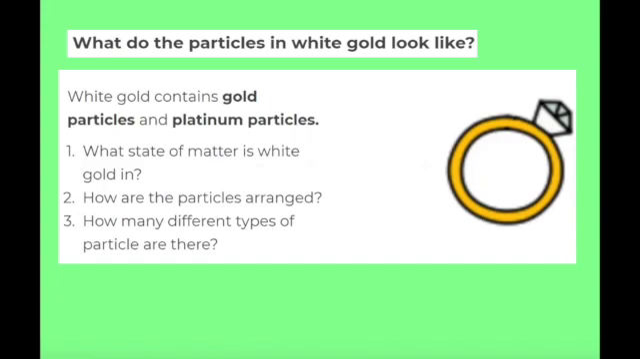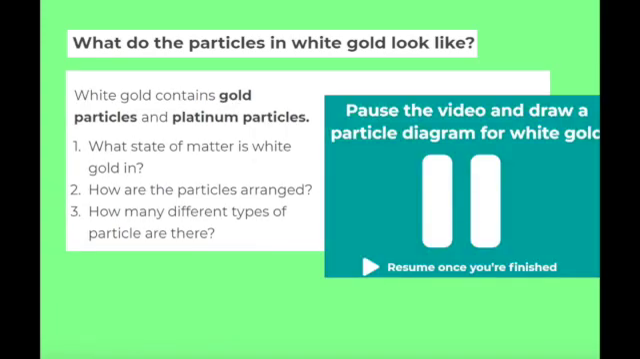So what do the particles in white gold look like? White gold contains gold particles and platinum particles. So this is where you're gonna have a go. What state of matter is white gold in? So think, is it a solid, a liquid, or a gas? How are the particles arranged? How many different types of particles are there? And we've given you the particles that include here. Okay, so have a go. Draw out your particle diagram and answer those three questions. So what state of matter is white gold in? How many particles are there? How many different types of particle are there? Okay, pause now and resume when you are finished.